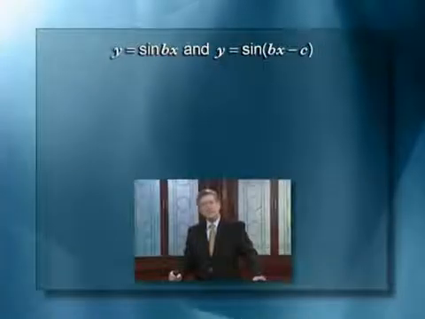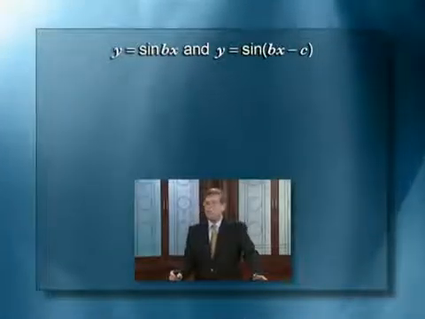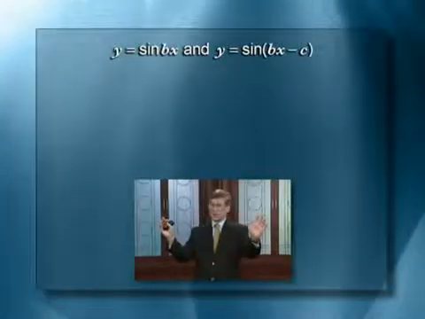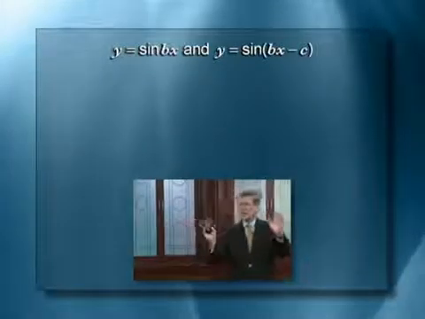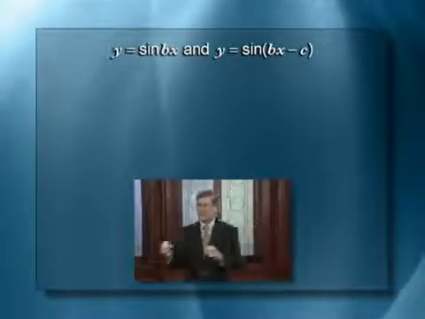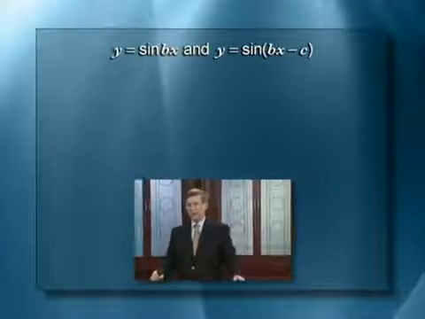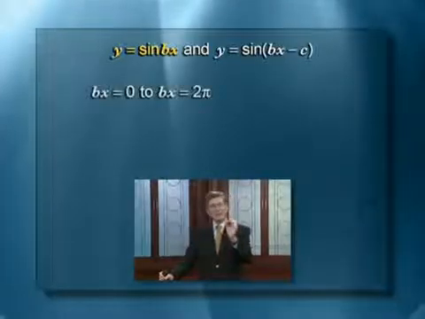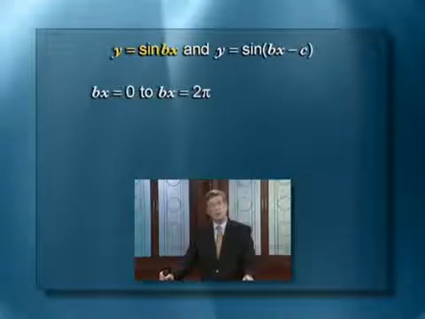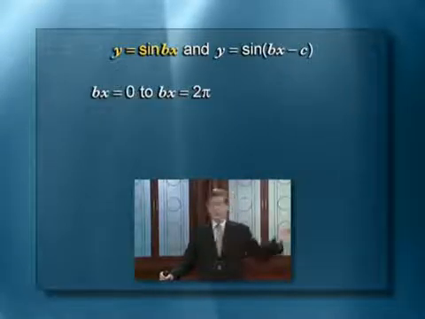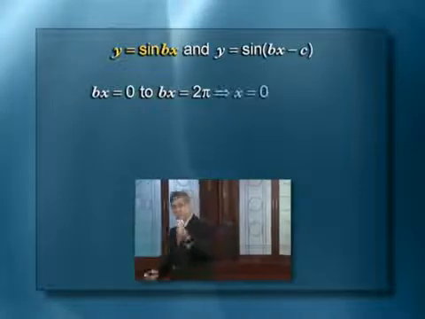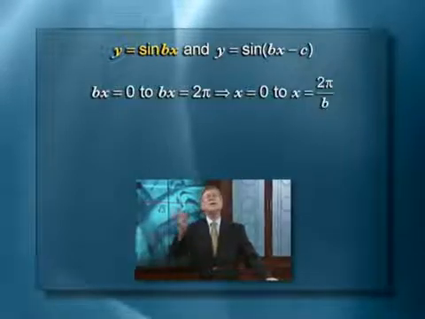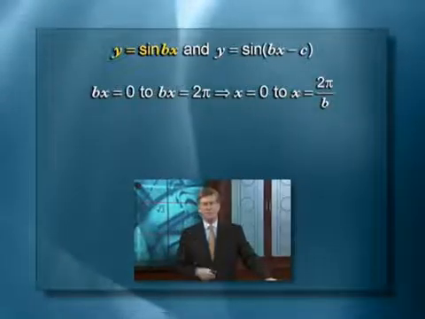Let's first look at sine bx and compare it to sine of the quantity bx minus c. So these are the 2 characters. Sine bx, which I think we're comfortable with, and then sine bx minus c has got that minus c in there. How do they compare? Well, the first guy, sine bx, completes one cycle when bx is 0 to bx being 2 pi. From 0 to 2 pi is a full cycle. So when bx is 0, that means x is 0. And when bx is 2 pi, that means x is 2 pi over b. And we knew that. That was the period of this modified function.